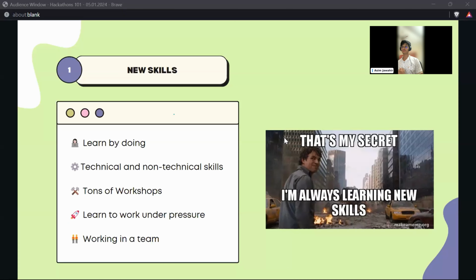And most importantly, like I said, non-technical skills, you learn how to work in a team. Because hackathon is a team effort most of the time. If you work efficiently as a team, you will definitely do well. Next slide.